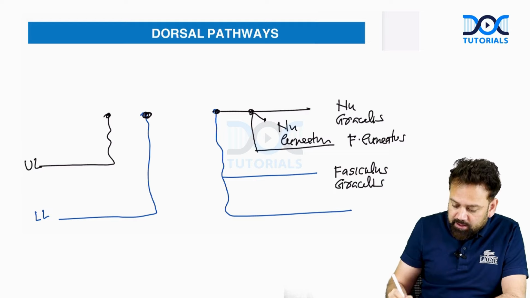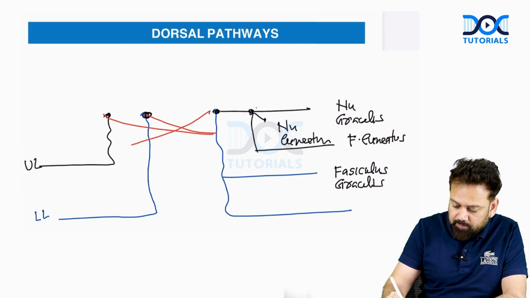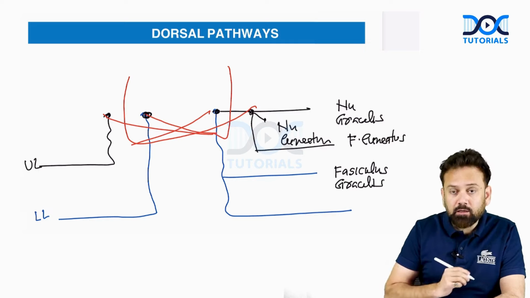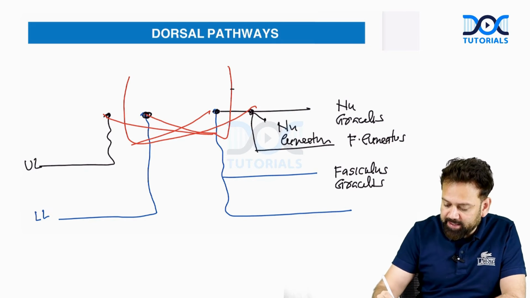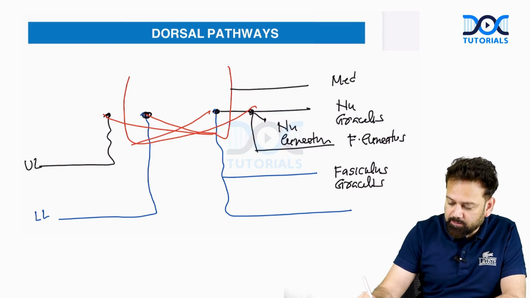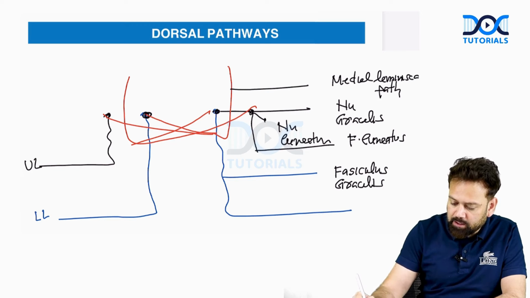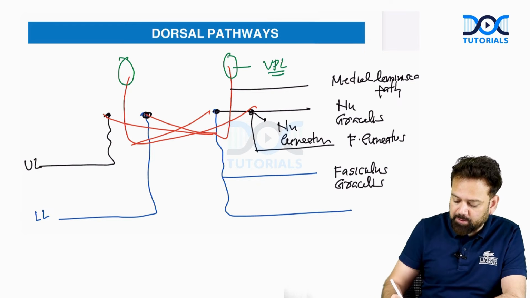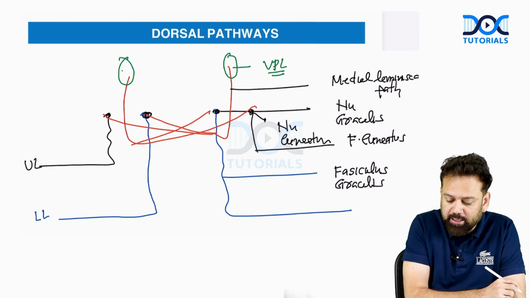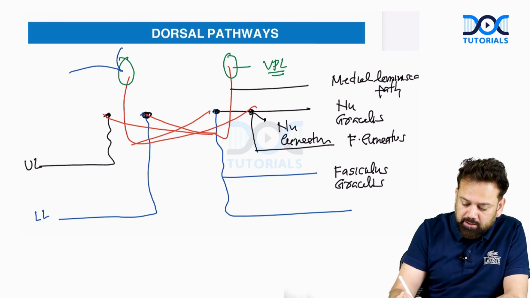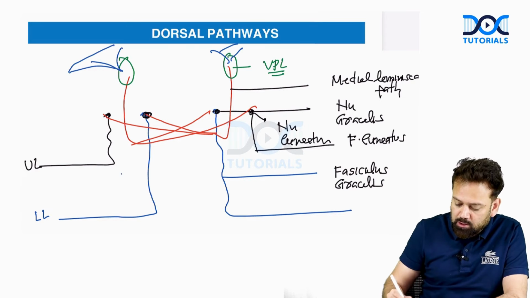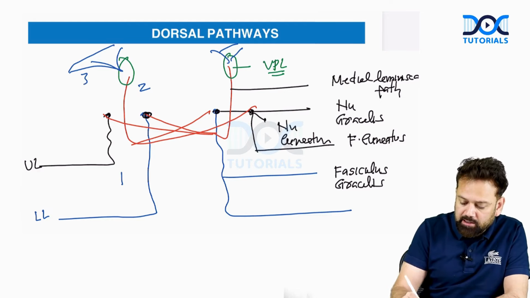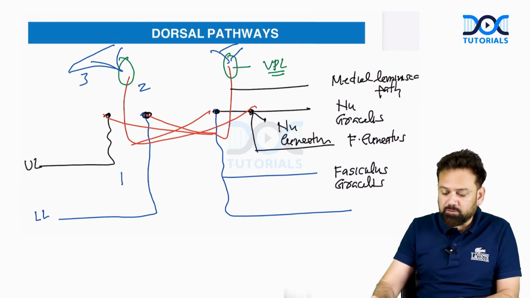Now in the medulla, they will crisscross like that, and they will ascend upward. Now they are called the medial lemniscal pathway. Ultimately the relay station is your thalamus, which nucleus? VPL. Don't forget VPL, the most important nucleus, ventro-posterior-lateral, and they will go to the cortex. The first order neuron, second order, and third order neuron. This is your dorsal pathway.